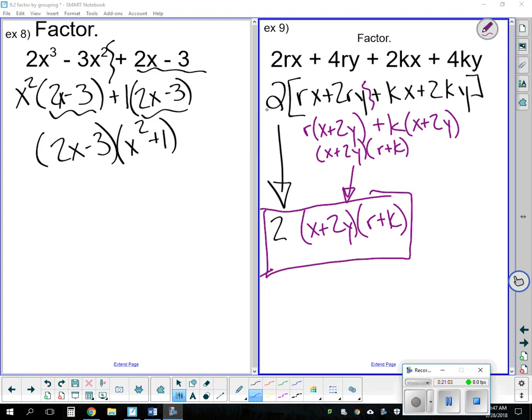Did you remember to look for the GCF at the beginning? Hopefully you did. If you didn't, make sure you pulled it out at the end. This has to be your final answer, nothing else. There has to be that 2 GCF out front. All right, one more problem.